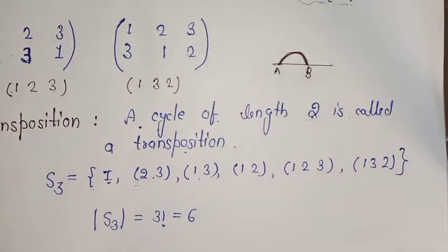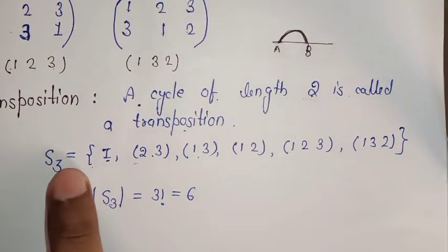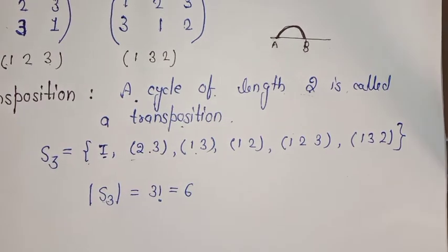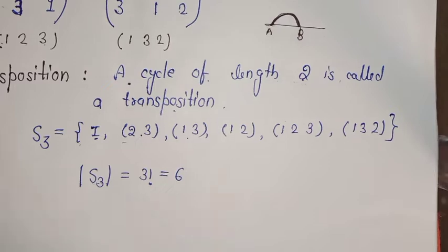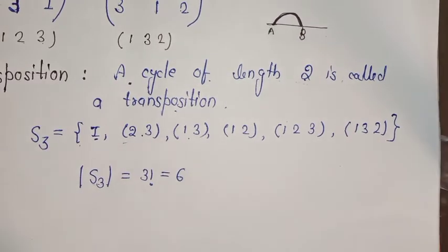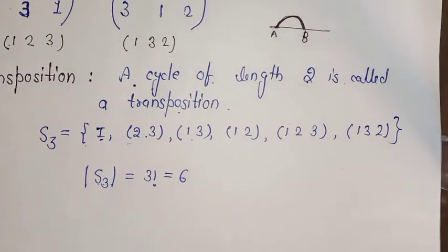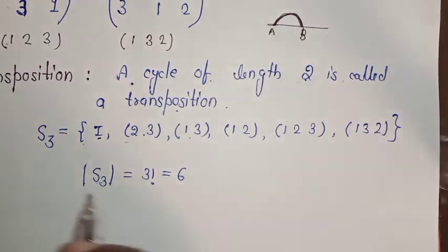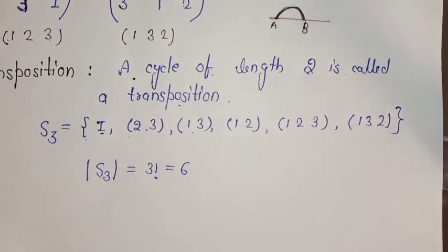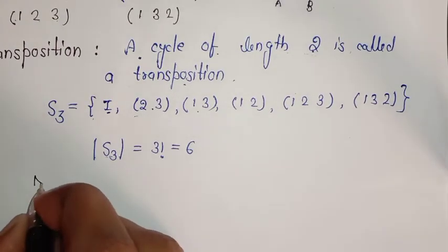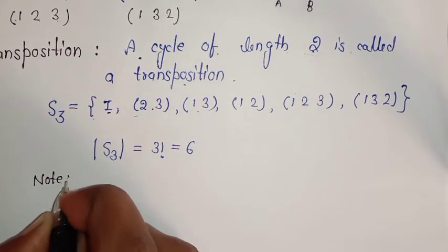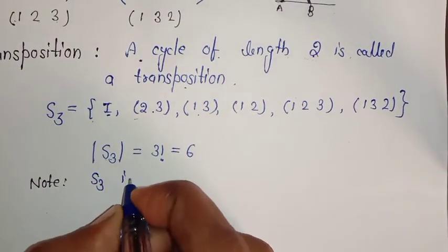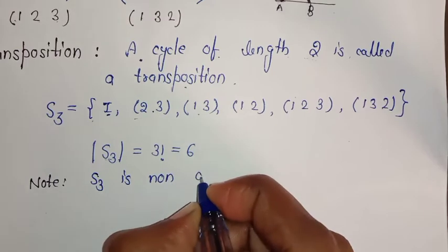And I want to tell you a note point that this set is a non-abelian group. That is, it forms a group, but it is not an abelian group. I will do it in my next lecture when I tell you about the product of permutations. So for now, you just remember that note. S3 is a non-abelian group.